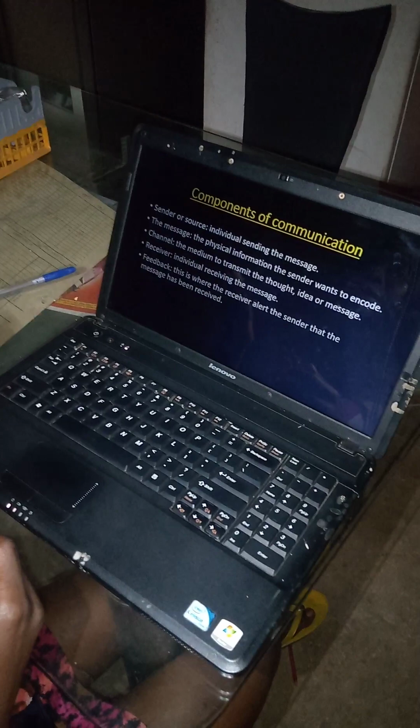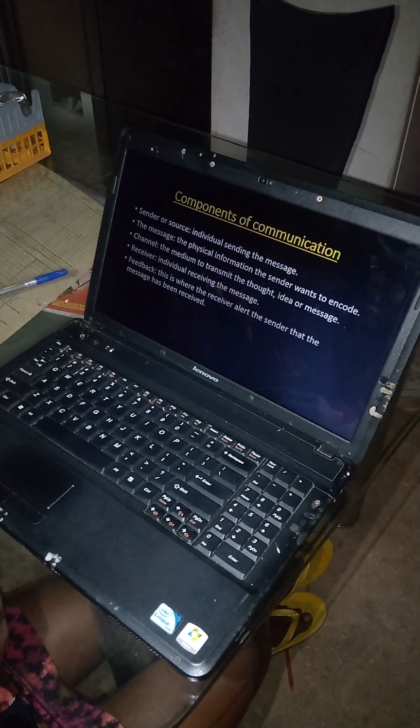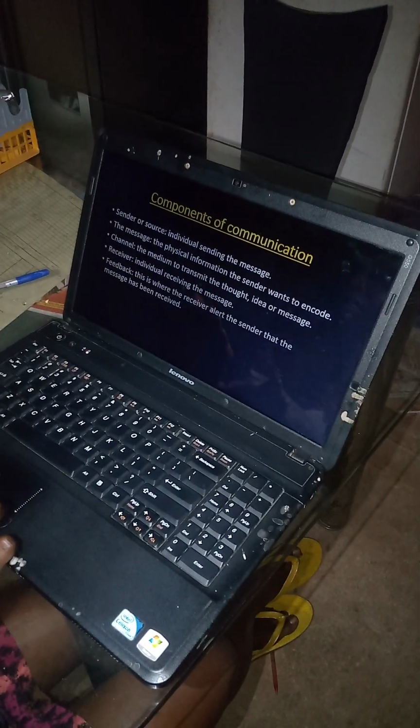It affects communication. Now we'll move to the components of communication. The components are the sender, that's the source, the message, the channel, the receiver, and the feedback. Here the sender, the source, is the individual sending the message. That's the initiator of the message, the encoder. The message is the physical information the sender wants to encode, that is the thoughts, the ideas of the sender.